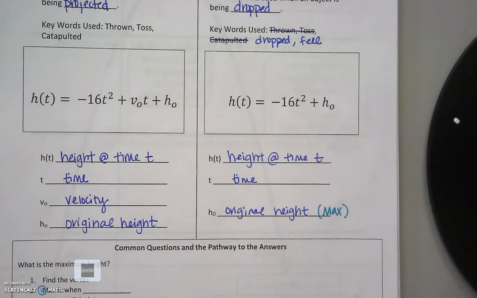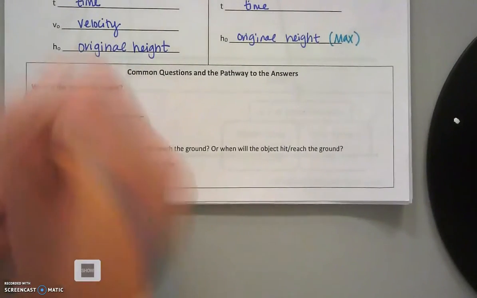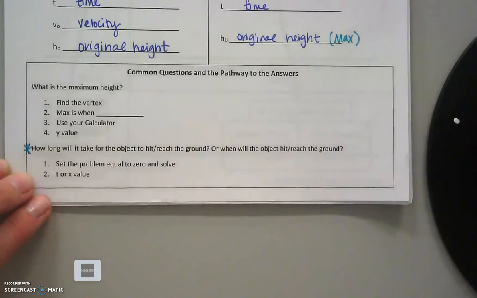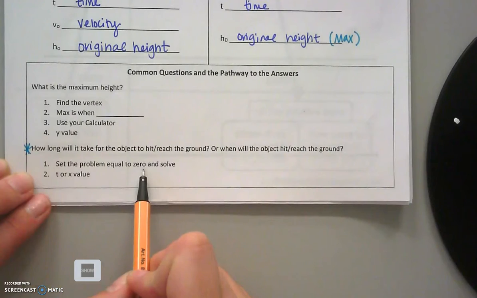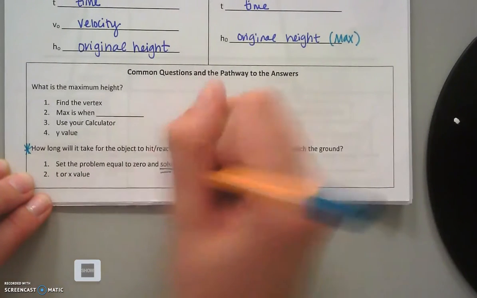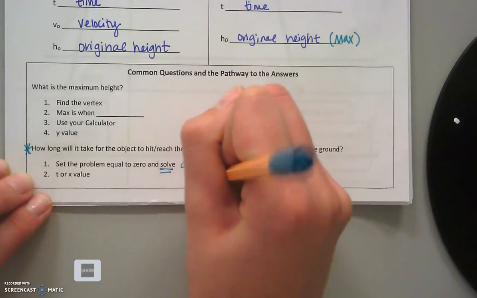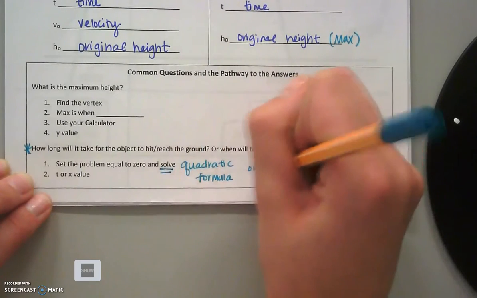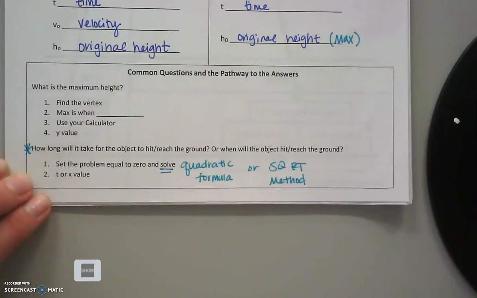So we're going to talk about one type of problem today. On these common questions, we're going to talk about the second set of questions here. We're going to talk about how long it will take for an object to reach the ground, or when will that object hit or reach the ground. Anytime we see this phrasing, we're going to set our problem equal to 0, and we're going to solve. And when we solve, we're going to either use the quadratic formula or the square root method, just depending on what our problem gives us.